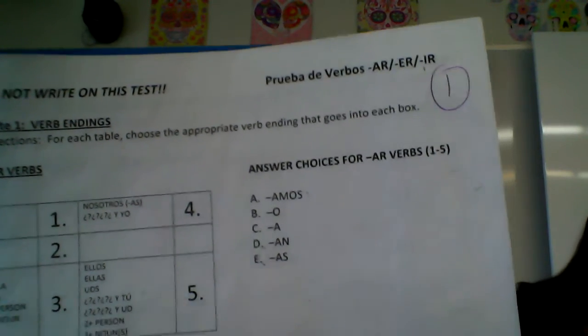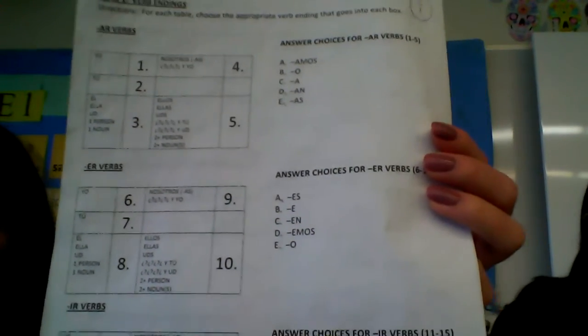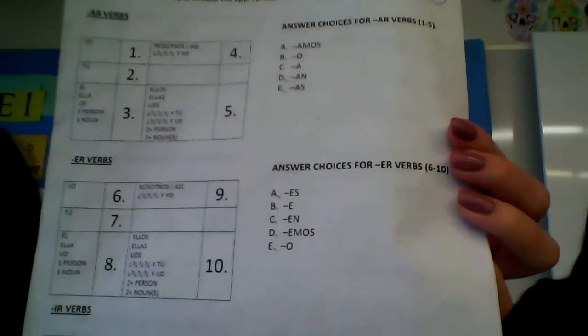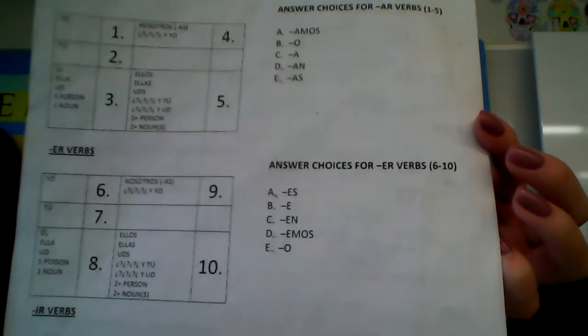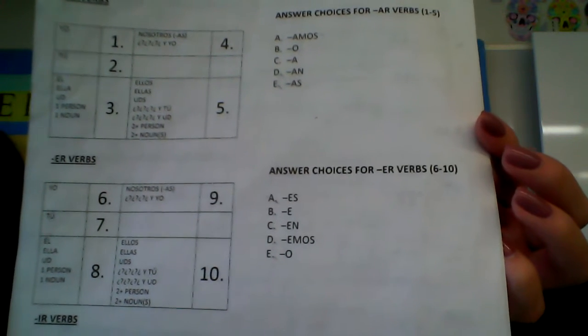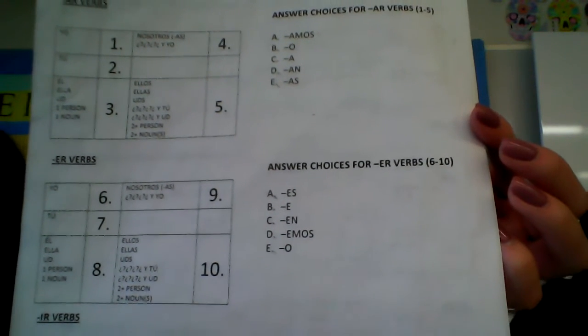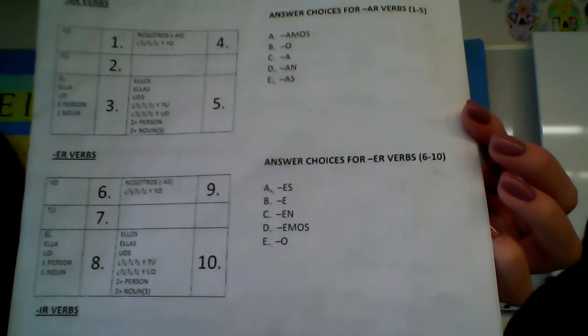Okay, the next section is ER verb endings. So for numbers 6 through 10, you're going to do the same thing. You're going to pick the ending for number 6. That would be the yo form ending, and it's the same as the yo form ending with AR verbs at the top. And then for number 7, wants the tú form ending, it would be the same but with an E instead of an A.